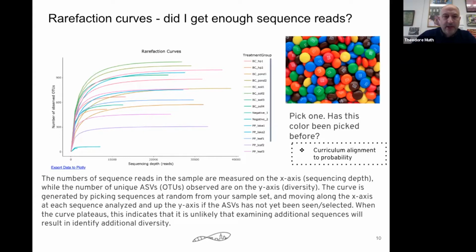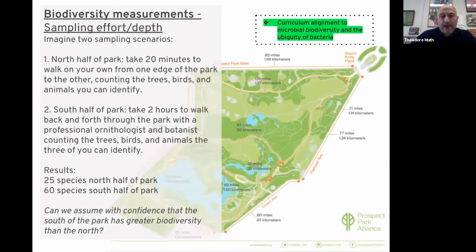Okay, so that's the rarefaction curves. That's one of the files that comes in the output. And the next file that we'll talk about is the alpha diversity file. But I just wanted to give a little background to the biodiversity measurements that we can look at with the outputs from QIIME 2. I'm just using an example here from Prospect Park in Brooklyn, and I'm giving you the scenario that I use with students to translate that to the microbiome samples.